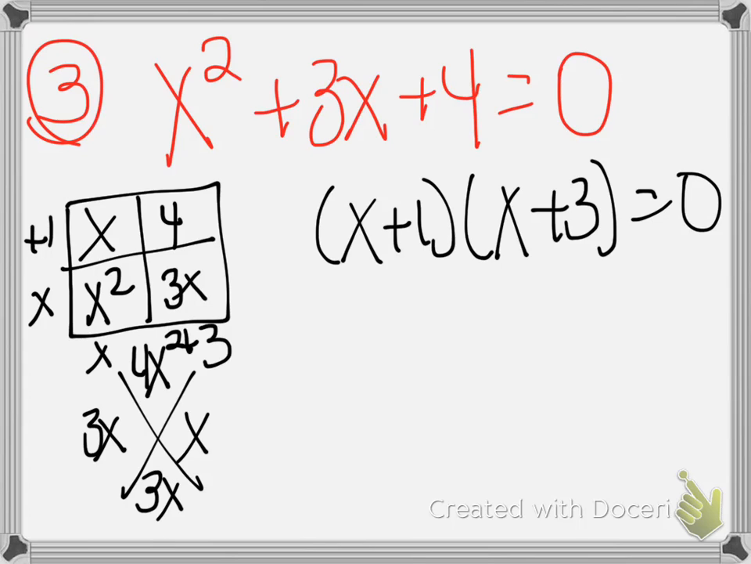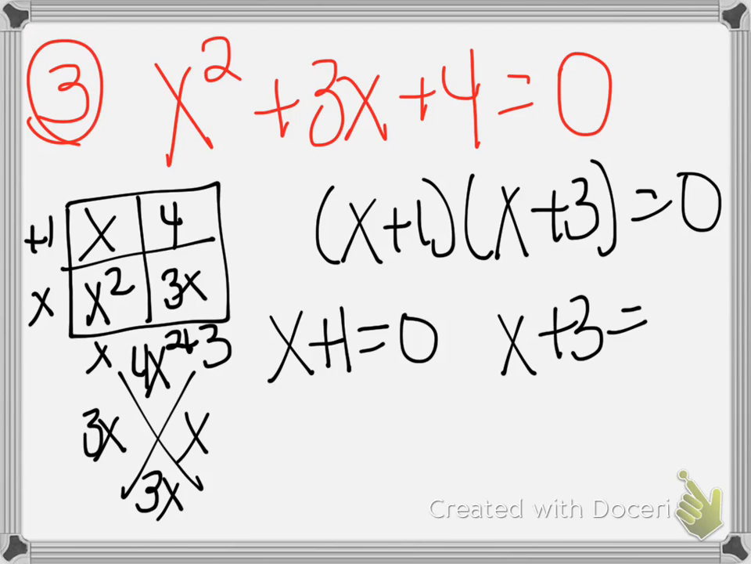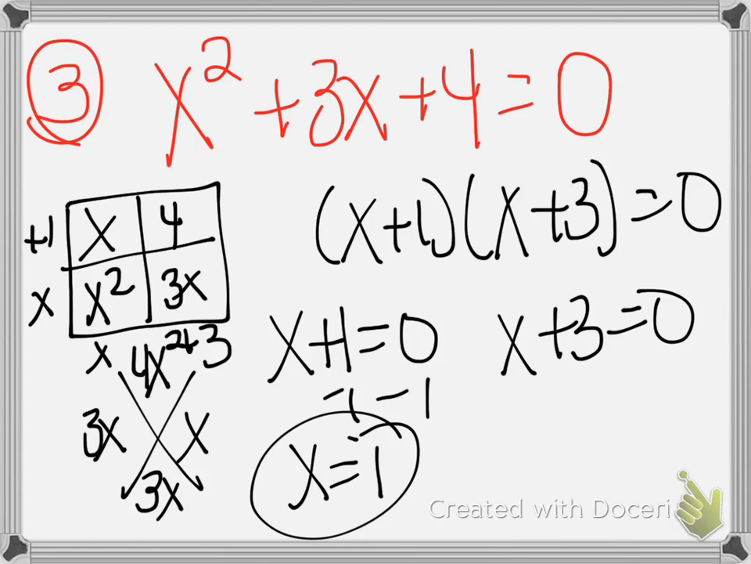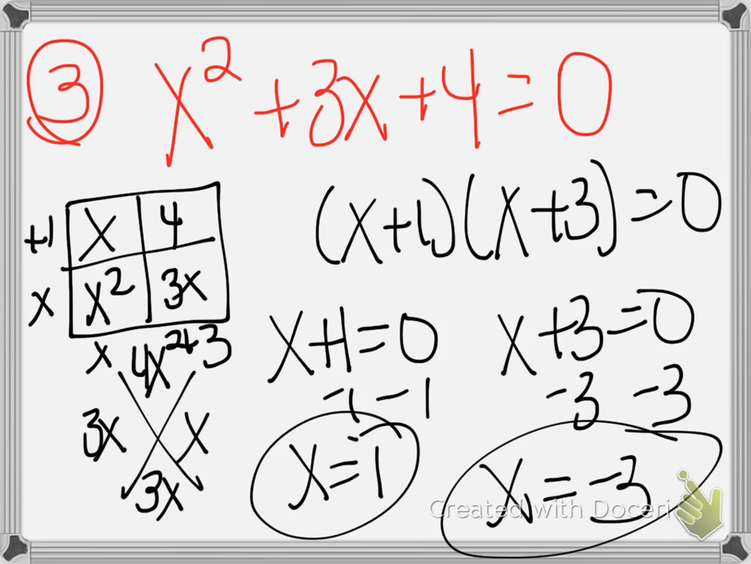Now we have the same kind of question as before. We're going to take x plus 1 and set it equal to 0, and x plus 3 and set it equal to 0. When I solve each, we'll start by subtracting 1 from both sides, and we get x equals negative 1, and minus 3 from both sides, and we get x equals negative 3.